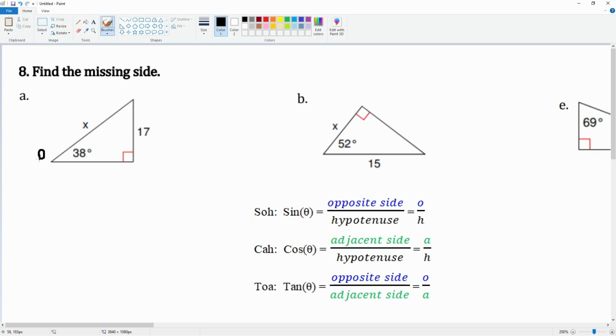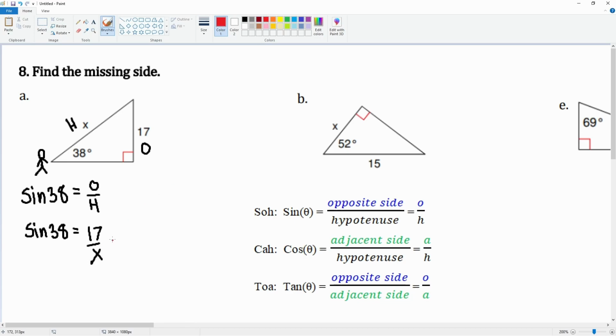The person's here on the 38 degrees, and the 17 here would be the opposite. The x here would be the hypotenuse. O and h would be sine, so I'm going to take sine of 38 degrees, which is going to be the opposite over its hypotenuse. That means sine of 38 degrees is equal to 17 over x.